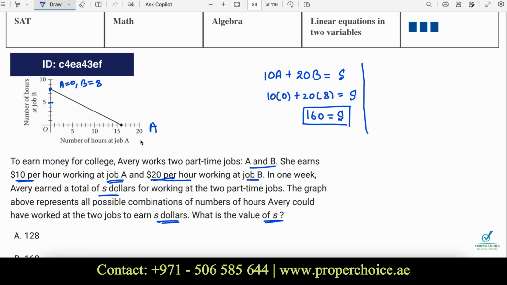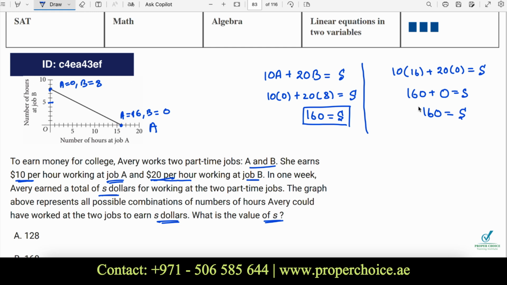So the same thing I can apply here by considering this coordinate point. For this point, A is 16 and B is 0. In the same equation, if you substitute the value of A as 16, that is 10 times 16 plus 20 times 0 equals S. 10 times 16 is going to be 160 plus 0 equals S. Still I get 160 equals S.